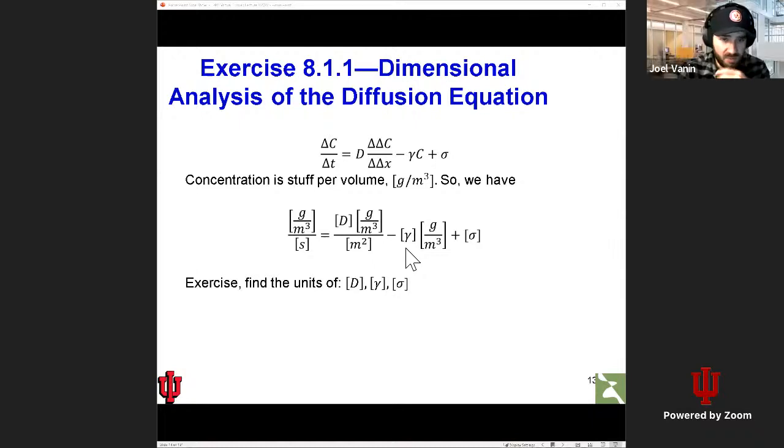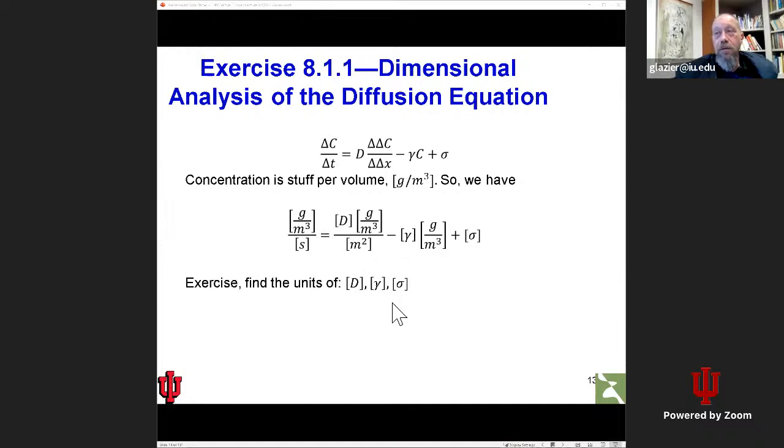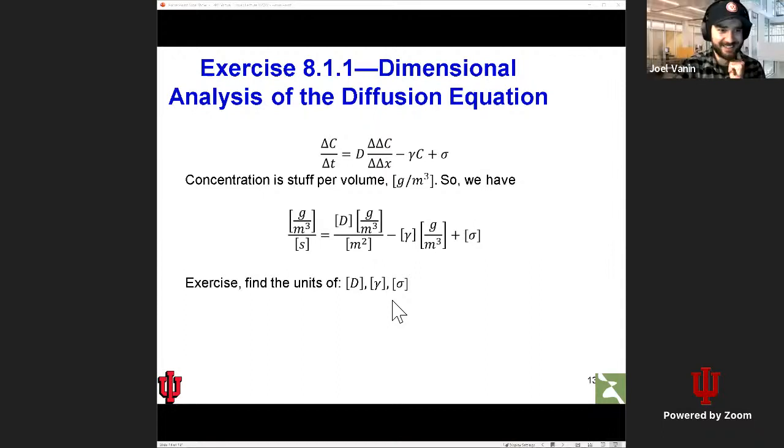I think gamma will be just something over seconds, right? So you'll have this multiplying, it will have the same thing. Like 1 over seconds. 1 over seconds. Okay. The one that's a little bit more interesting is D. What about D? That's where I'm stuck.